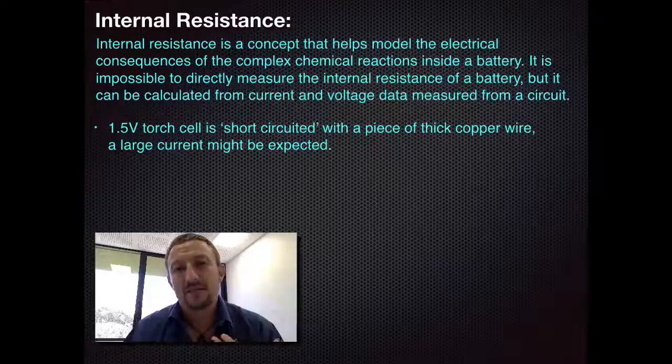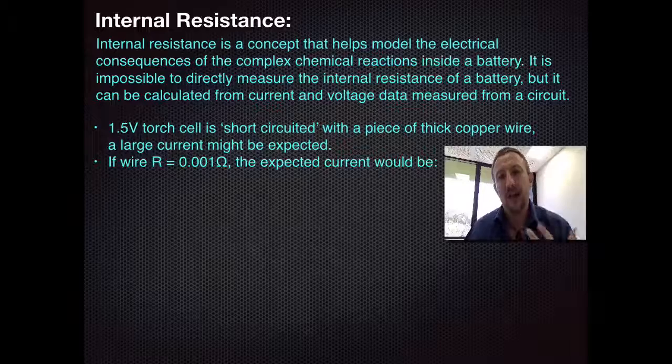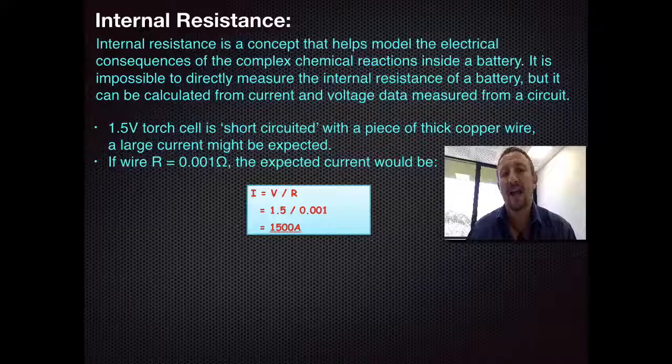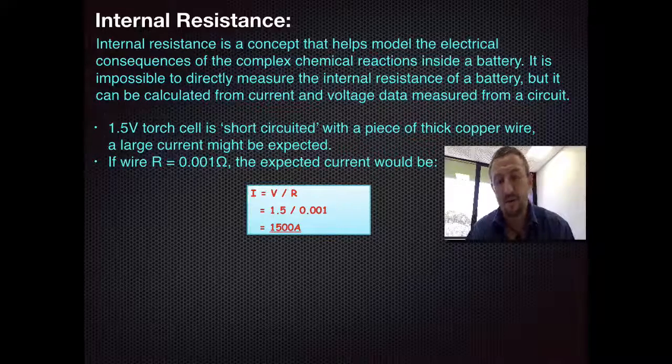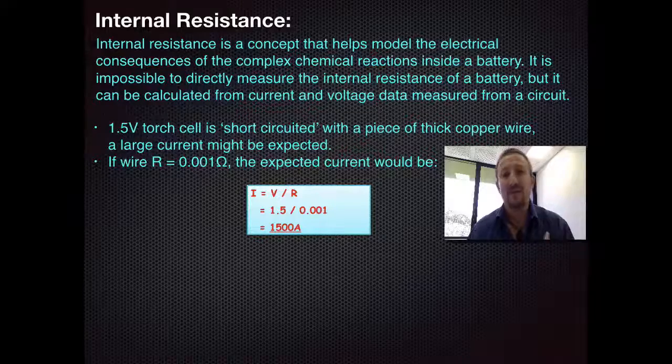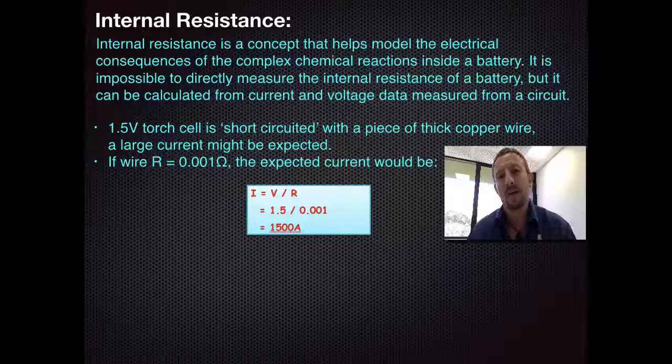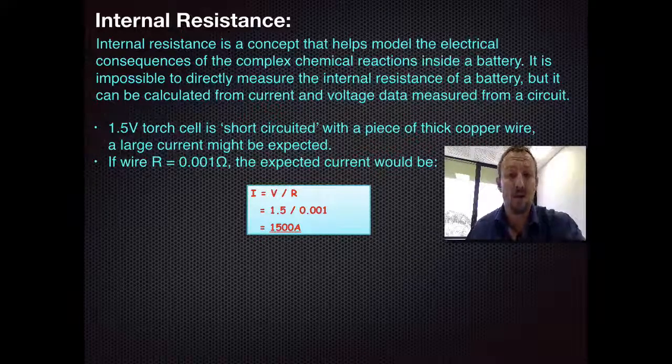Now this can be shown using a very simple equation. So if we give the wire, for example, a very, very low resistance of, let's say, 0.01 ohms, then we would expect a current of approximately 1500 amps to be generated. Now 1500 amps is 1500 coulombs of charge flowing per second. And that's been calculated by rearranging the V equals IR equation that we looked at in our previous video.